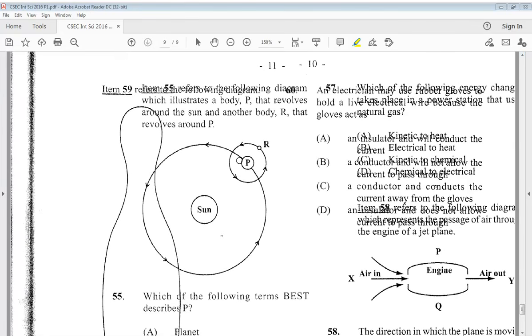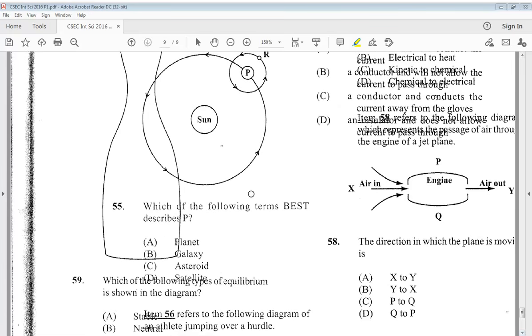Right. So 55, I think it seems like this diagram here. It is saying that they follow in a diagram which illustrates a body P that revolves around the sun and another body R that revolves around P. It's very complicated. So 55 is actually saying which of the following terms best describe P. So P would be here. The answer A is what? Planet, B, galaxy, C, asteroid, D, satellite. So we know this one would be D, satellite. That's the most I can pick out, can see clearly.